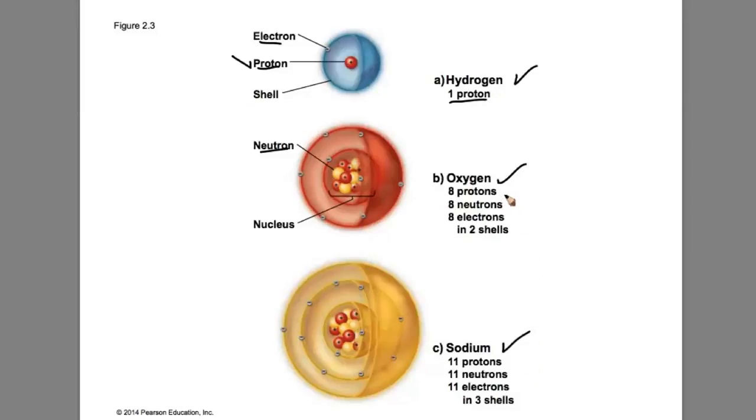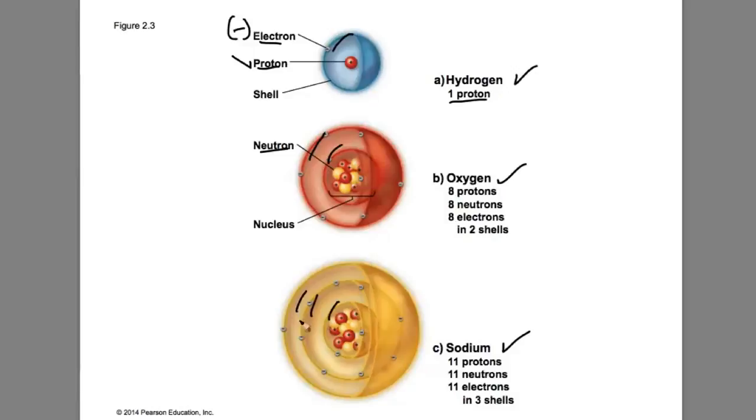And if you have 11 protons, you're sodium. Generally, you have the same number of protons and neutrons, but you can have different isotopes that have different numbers of neutrons, and that can vary. Some isotopes are stable, some are not. The electrons contain a negative charge, but they have very little mass, almost unappreciable mass, and they orbit in shells. Here's one shell for hydrogen, 2 shells for oxygen, 3 shells for sodium.